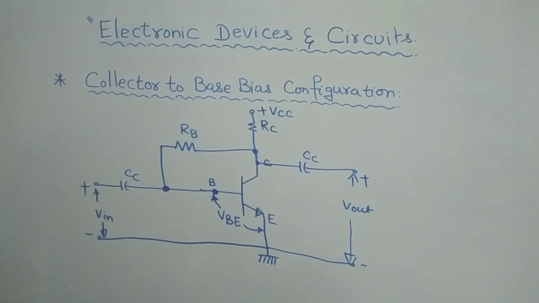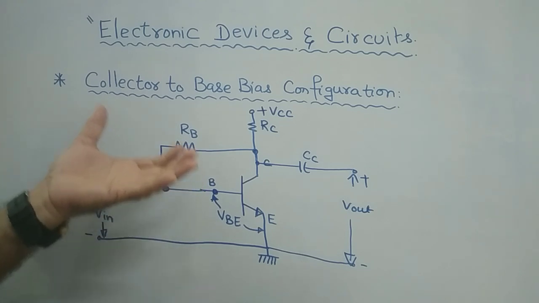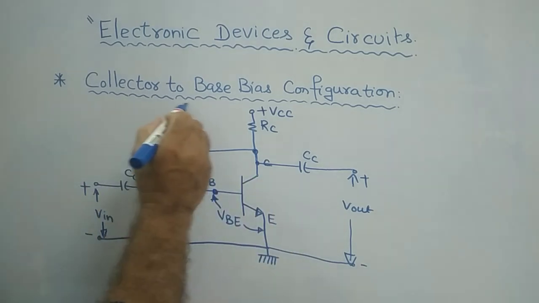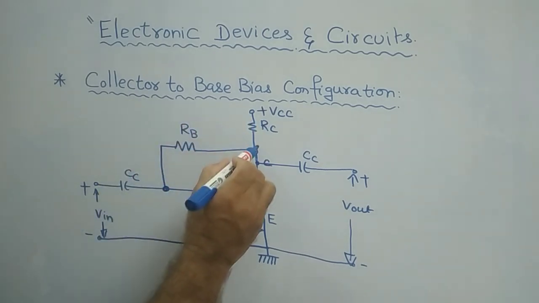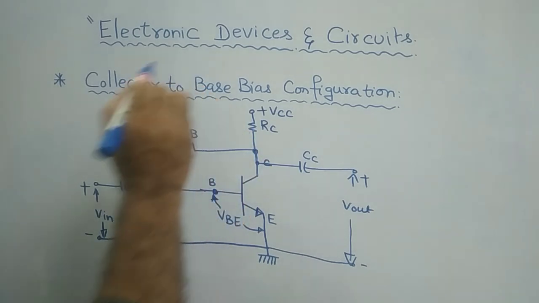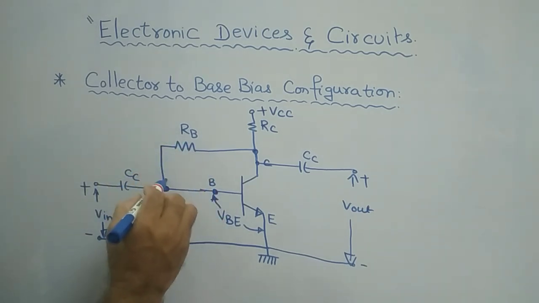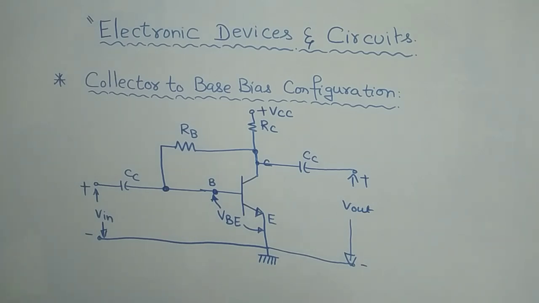Suppose you compare this circuit with our previous one, the fixed bias. There, RB is directly connected to plus VCC, so RB is connected across RC, and both are connected to the common power supply, plus VCC. But in this case, RB is connected at this point, the collector.